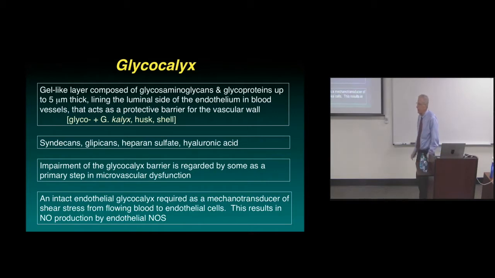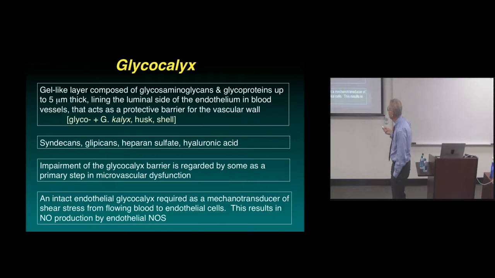We were interested in the glycocalyx of the blood vessels. This is a gel-like layer composed of glycosaminoglycans and certain glycoproteins, and it can be up to 5 millimeters thick. Now, if you've ever looked at blood under a microscope or seen pictures of blood, a red cell is about 7 to 9 millimeters in diameter. So this is a pretty big layer, and it's inside the blood vessel, even the small blood vessels.